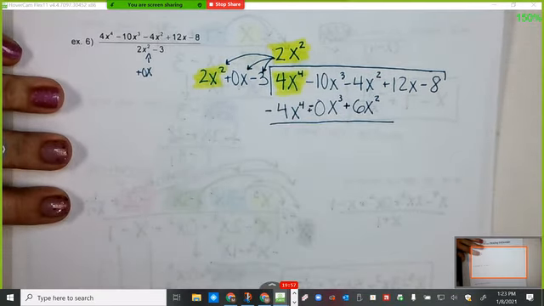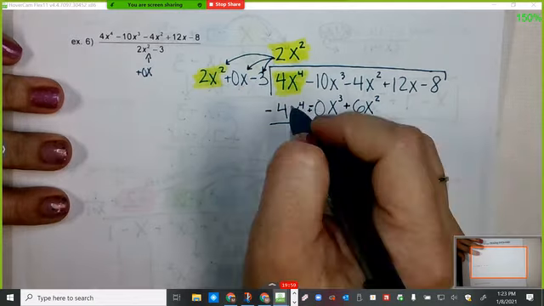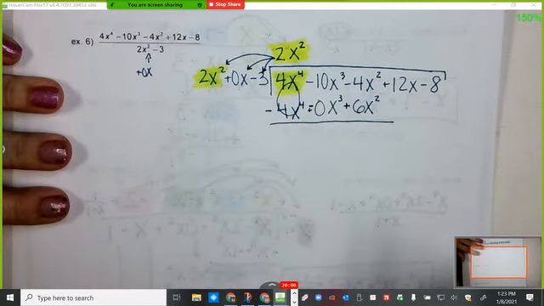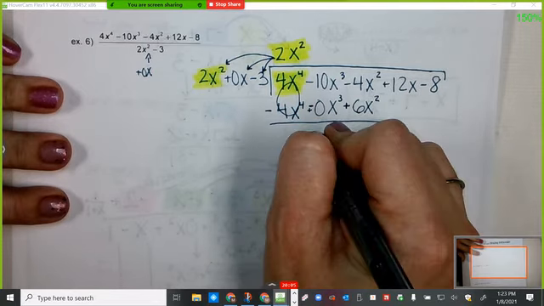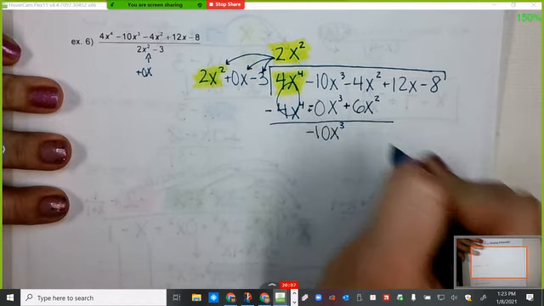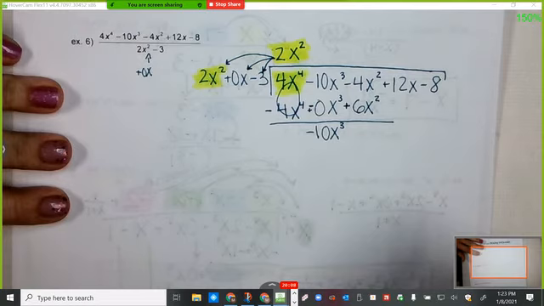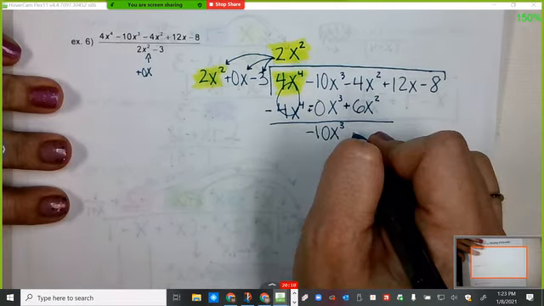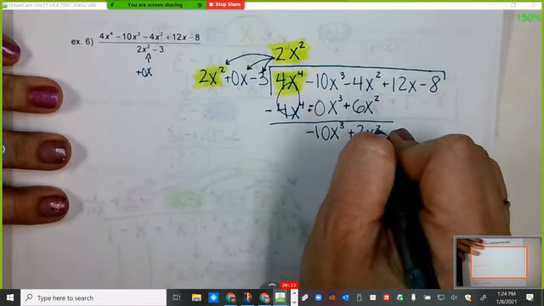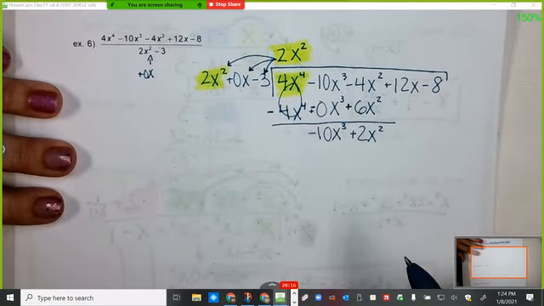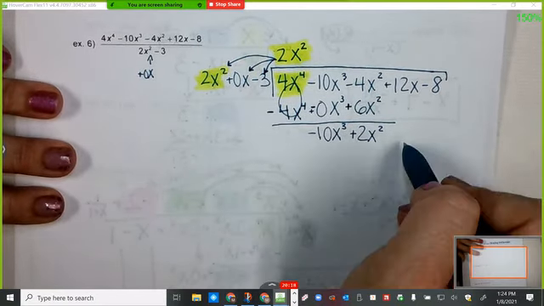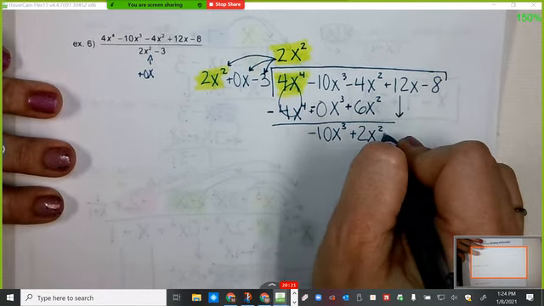Okay? So this cancels, which we want. Negative 10x cubed, that just comes down. Like I said, that 0 is just a placeholder. And then negative 4x plus 6x is positive 2x squared. Now, because I have 1, 2, 3 terms there, I need 1, 2, 3 terms here, so I have to bring down that plus 12x.